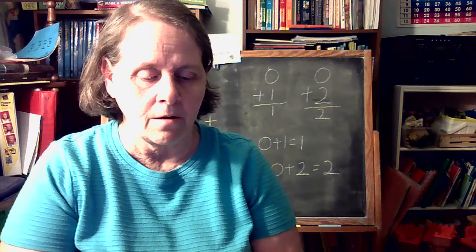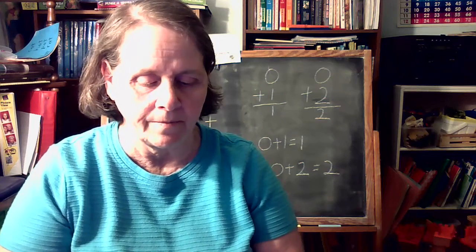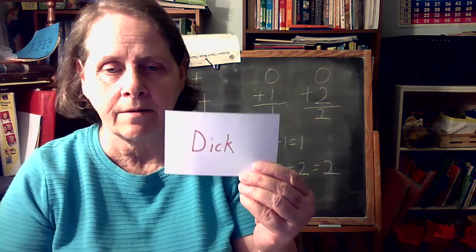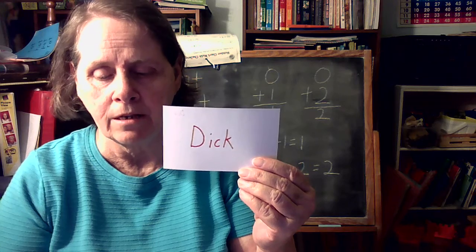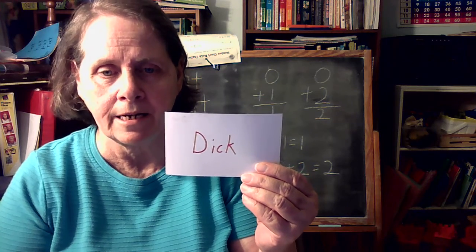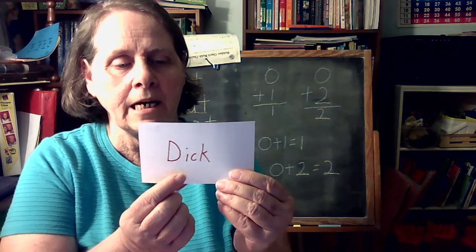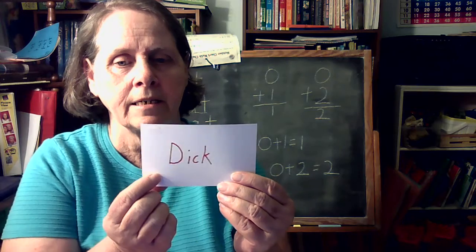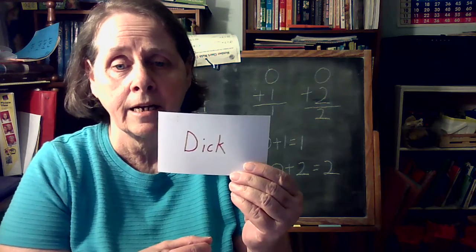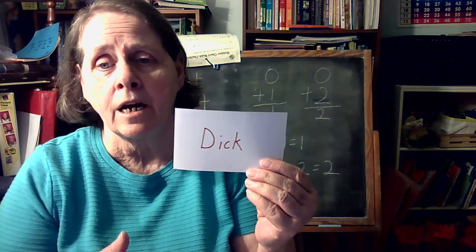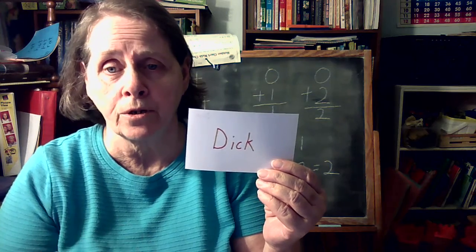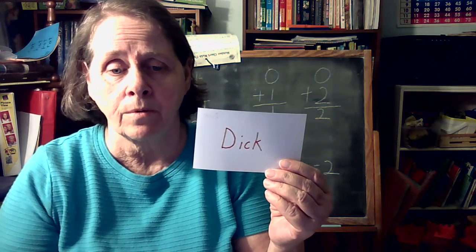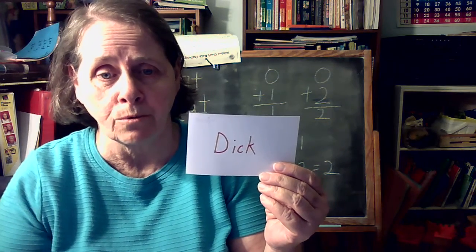So, let's move on. This is the name of the little boy in the story. His name is Dick, capital D-I-C-K, Dick. And this is probably a nickname for Richard, which sometimes was Rich, Richie, Dick.